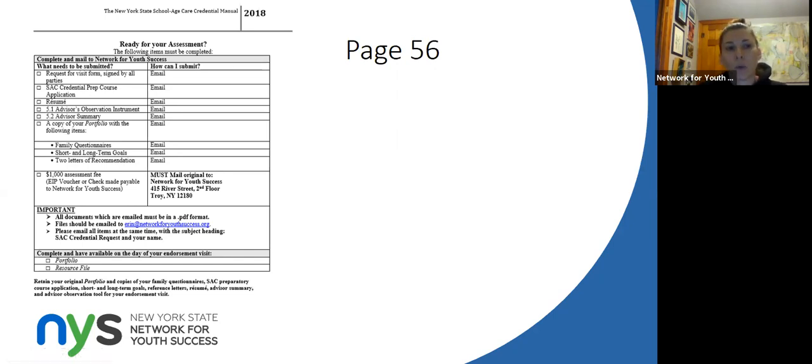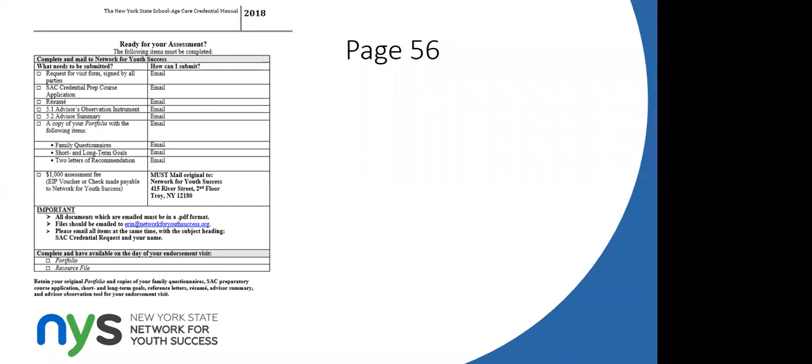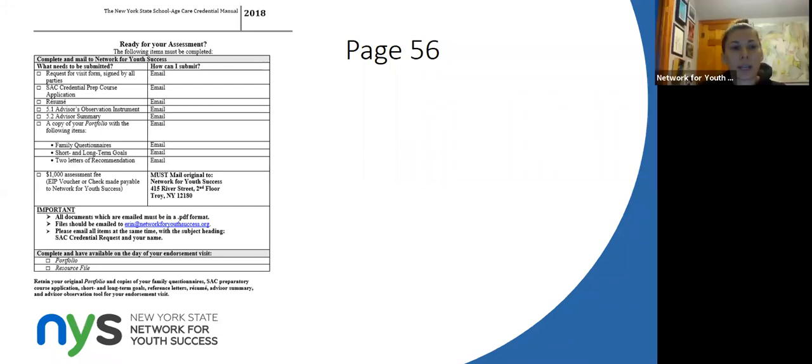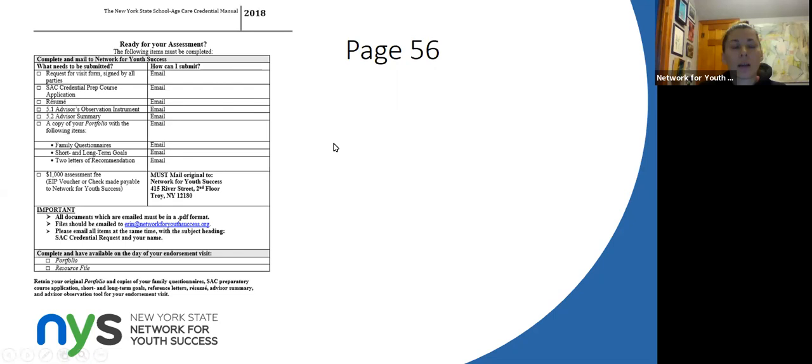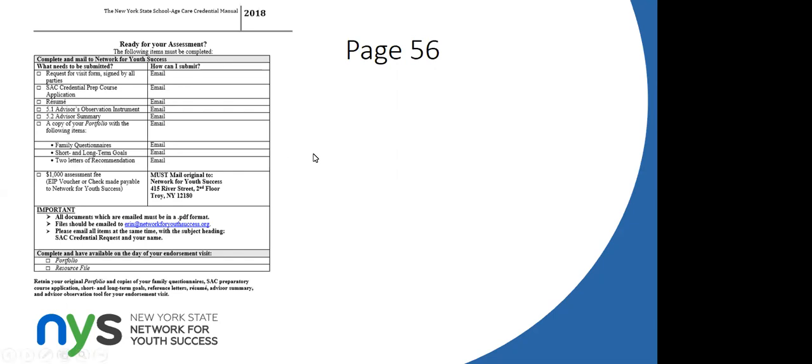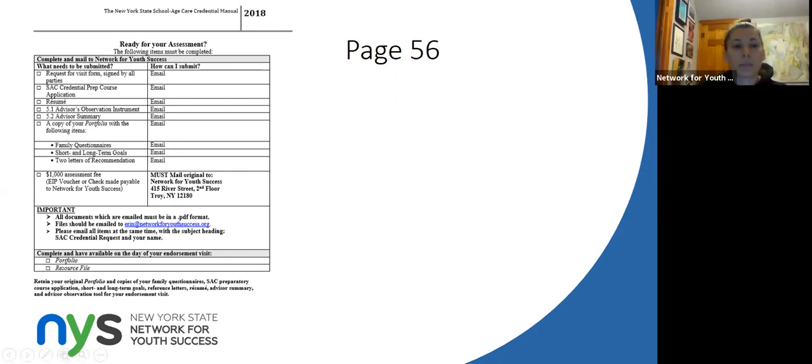So the first thing is the request for visit form, the prep course application, the student's resume, the advisor instrument, the advisor summary, a copy of the portfolio with the family questionnaires, the goals, and the recommendation letters. All of that can be emailed in. And then the voucher or their check for the $1,000 has to be mailed in. We have a lot of issues with people trying to email these in. The EIP voucher, we have to have the original. And again, I'll remind you again later when we get to that piece.